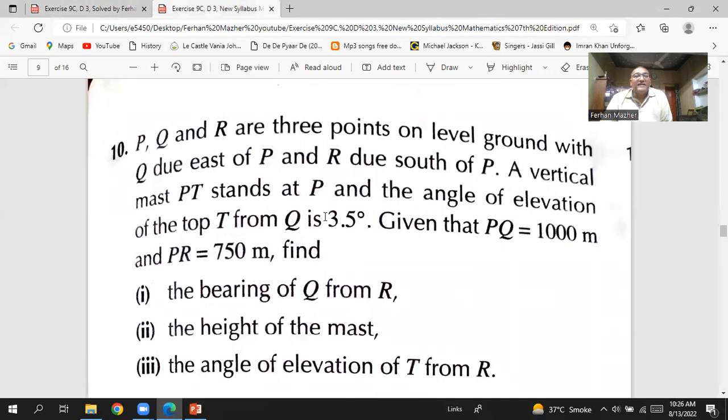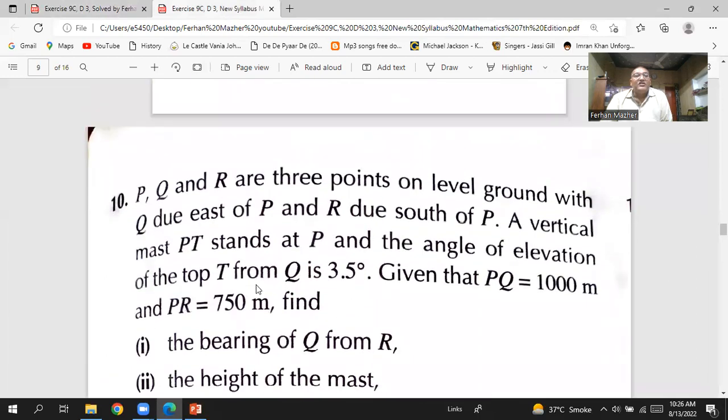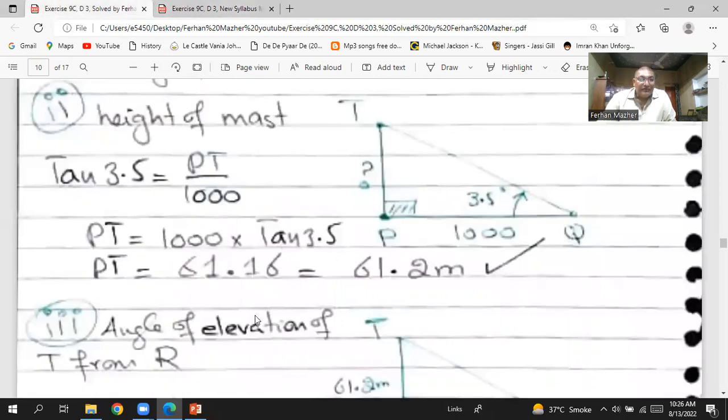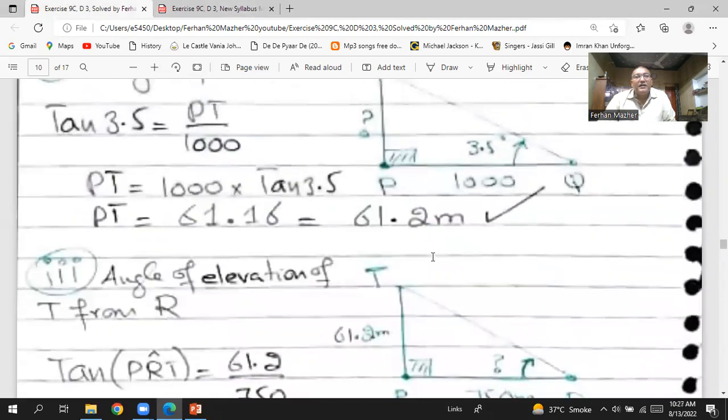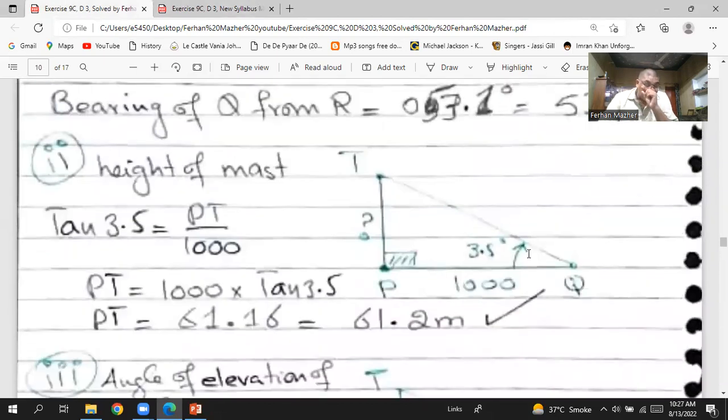The next part, the B part, second part, asks for the height of the mast. So I know the angle of elevation of the top of the mast, point T, from Q, that's 3.5 degrees. The PQ side is 1000 meters, and this is the mast PT. The angle of elevation of the top T from Q is 3.5 degrees. This is a right angle triangle. So I know PQ, that's 1000, and I know this angle. I want to find out this side.